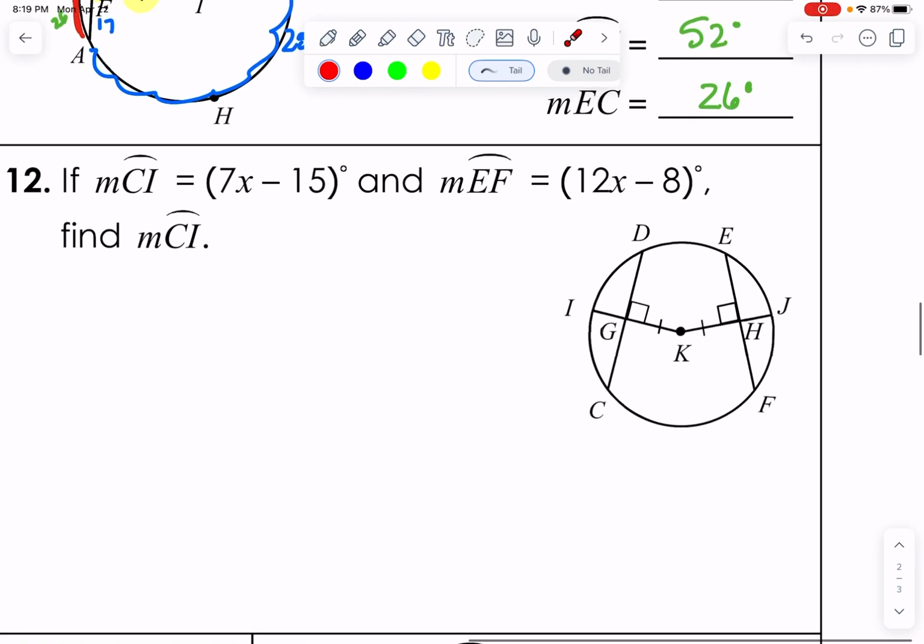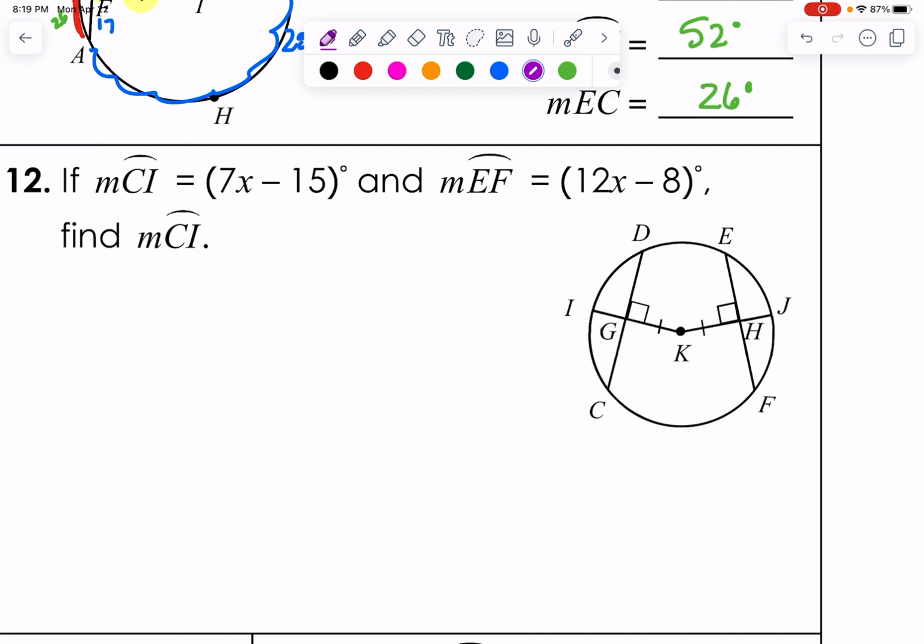Let's look at number 12. So this time we're talking about arcs. It doesn't matter, the same thing applies. CI and EF. So what does that mean? Well, CI is half and EF is the whole thing.